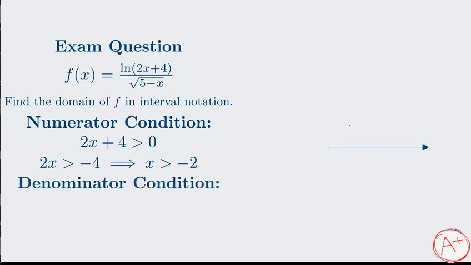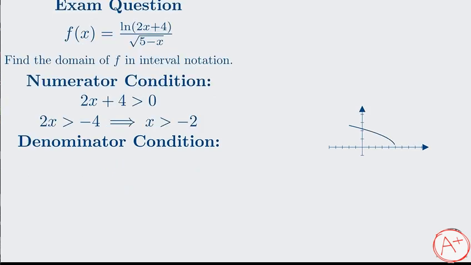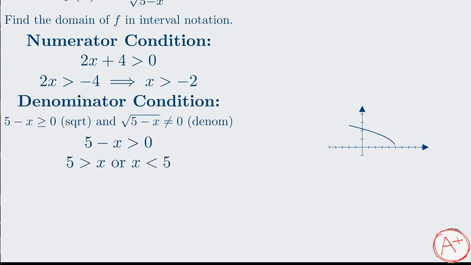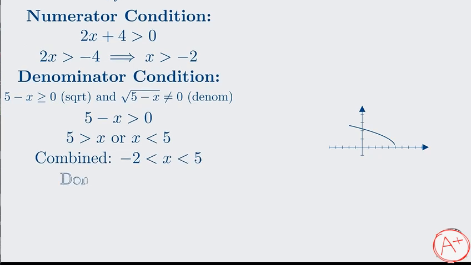We have a square root, which usually means the inside must be greater than or equal to 0. However, because this square root is in the denominator, it cannot equal 0. Thus, 5 minus x must be strictly greater than 0. Rearranging gives 5 is greater than x, or x is less than 5. Now, we combine these two inequalities. x must be greater than -2 and less than 5. In interval notation, we write this with parentheses to show that the endpoints are not included.